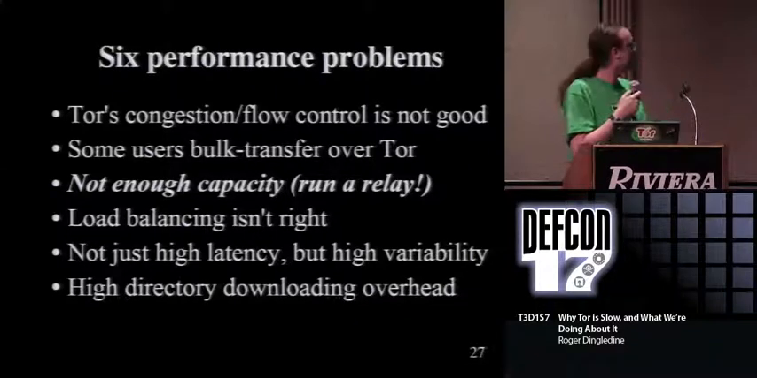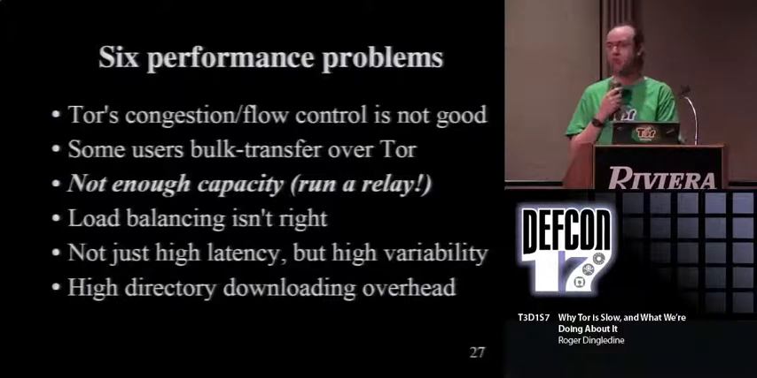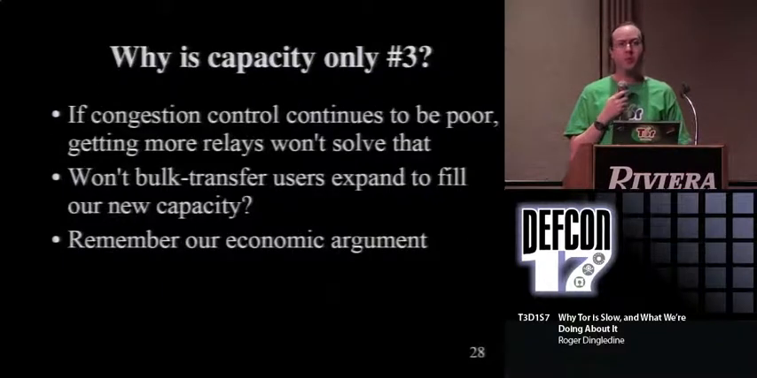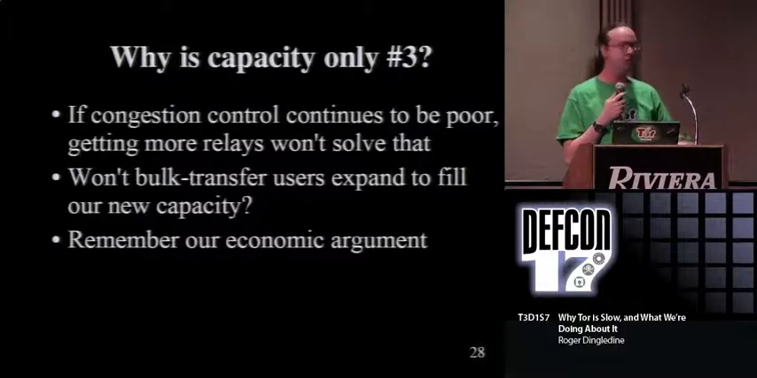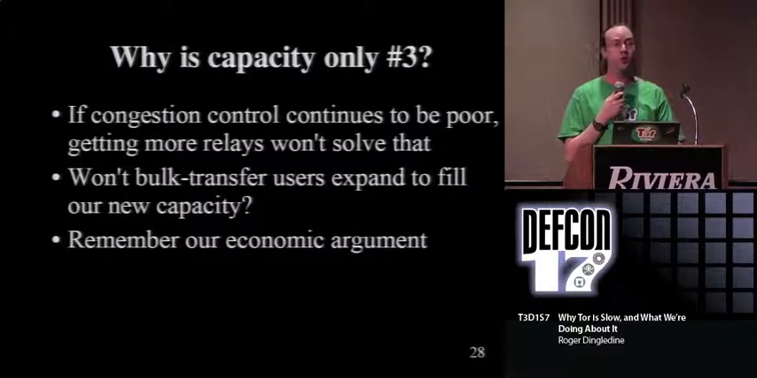Perfect. Okay, so the third issue, not enough capacity. We need more relays. You guys should all run relays. Why am I putting this as number 3? Because one of our funders a couple of months ago said, Tor is slow. We're going to stop paying for development, code and improvements and so on. We're just going to run a lot of relays, and then Tor is going to be fast, right?